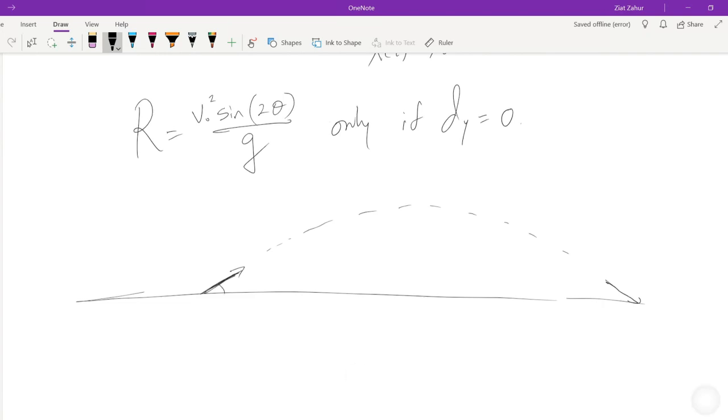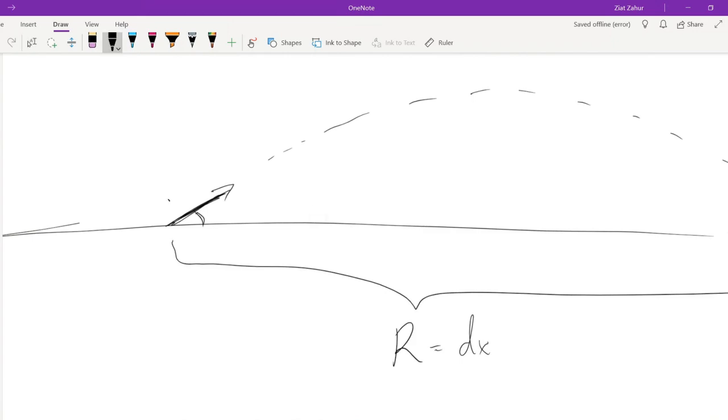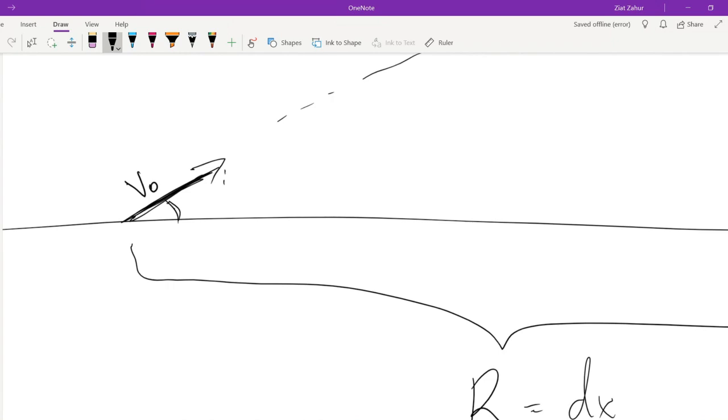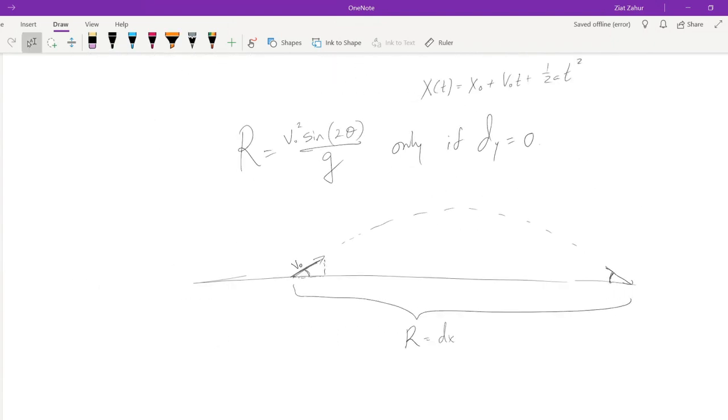And of course the angles are symmetric, like so. Theta, theta, theta. And range is actually dx. Here's your dx. And v0 is not the component. v0 is just the original, the actual hypotenuse, if you will. It is not the y component or the x component. That's the whole velocity squared times sine of 2 theta over g.